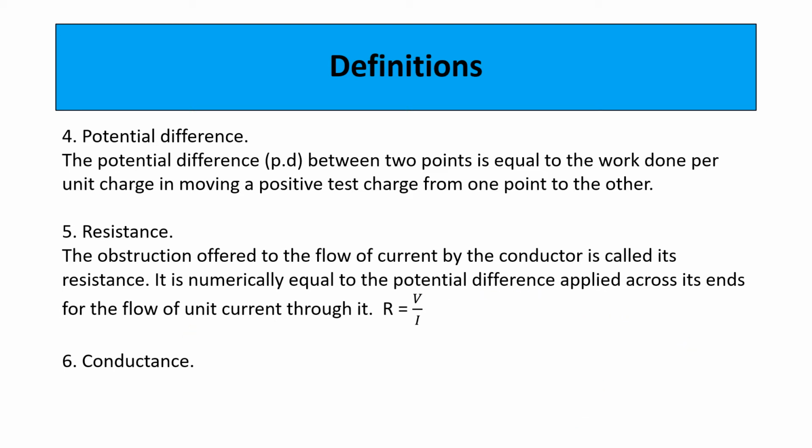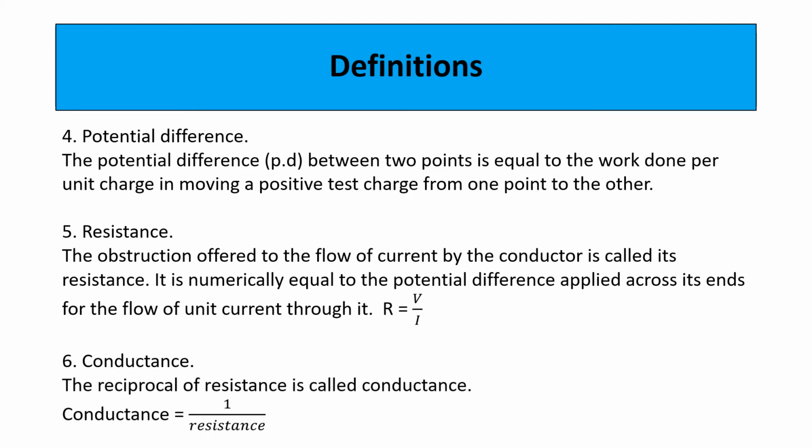What is conductance? Conductance is a measure of how easily electrical current can pass through a material. The reciprocal of resistance is called conductance. That is 1 by resistance is known as conductance. Resistance is the obstruction to the flow of current, whereas conductance is the measure of how easily the current can pass through.